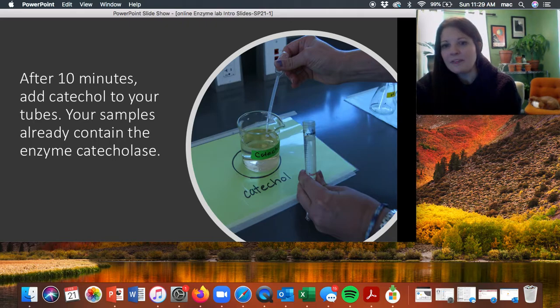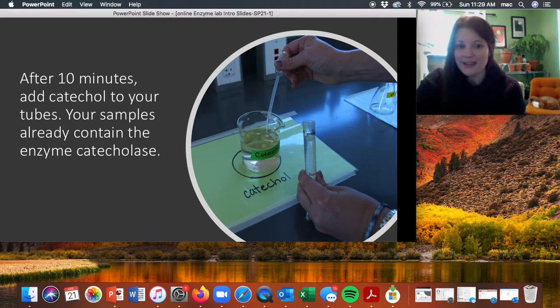So what happens is that after 10 minutes of adding solution, so you will have this enzyme in tubes, the potato solution in tubes, you add your different environments. So you will either add some pH, like add some acid, add a base, add a neutral, or you will add some different salt concentrations, or you will put them inside of the baths, the hot water bath, the cool ice water bath. And then after 10 minutes, we add this catechol to our tubes. So our samples already contain the enzyme catecholase. This is something that helps us understand how much the enzyme is working.